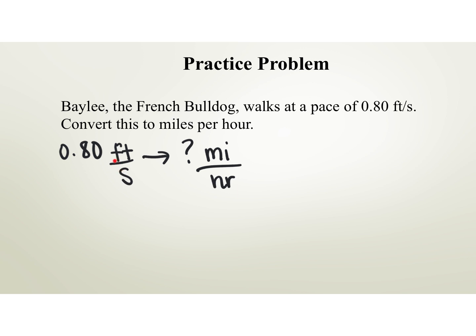So we're starting with 2 units, and we're going to end with 2 units. So that means we're going to make 2 different plans. We're going to make a plan to go from feet to miles, and then seconds to hours. Do we know how many feet are in a mile? Yes, so we can go directly from feet to mile. Do we know how many seconds are in an hour? Good. So we can go from seconds to hours.